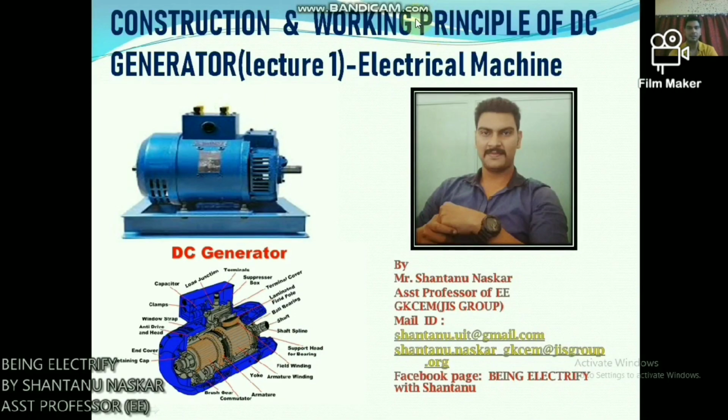Today we will discuss construction and working principle of DC generator, which is lecture 1 of electrical machine. Day by day we will get all the lectures of electrical machine.